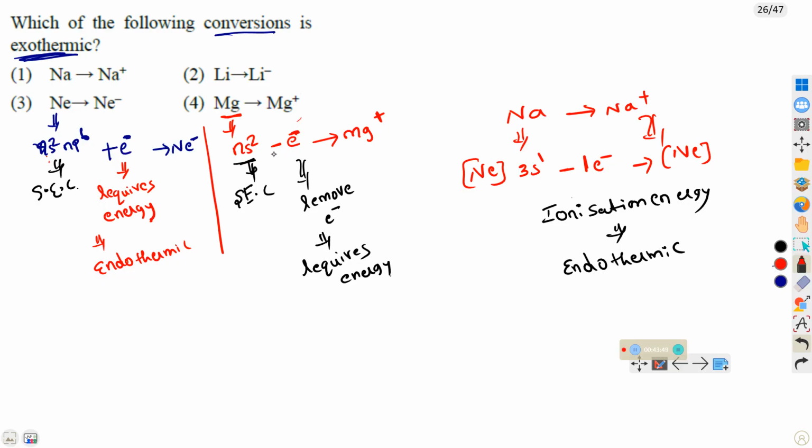Remaining only the second one. Li converted to Li minus. Is the Li initial configuration stable? No, unstable. That's the reason, initially unstable configuration. So it is exothermic. Addition of electron is called electron affinity. Removal of electron is called ionization energy.